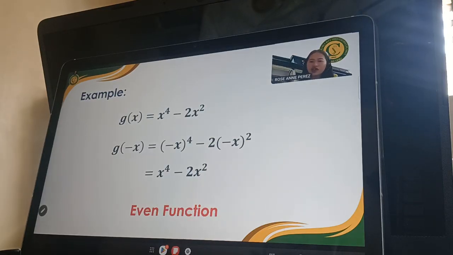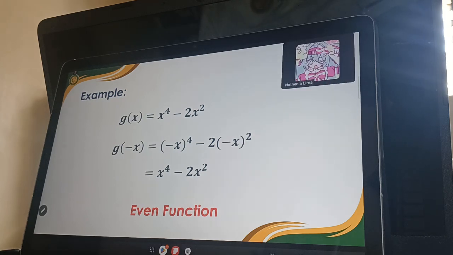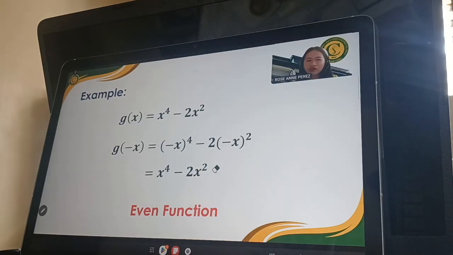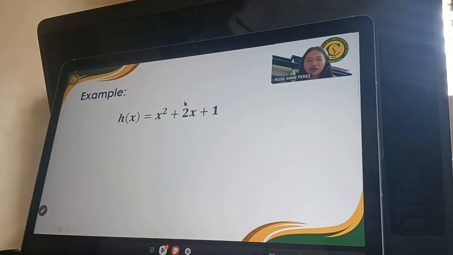Okay, questions? None. Okay, so another example, since you don't have questions. Try to solve h of x equals x squared plus 2x plus 1.